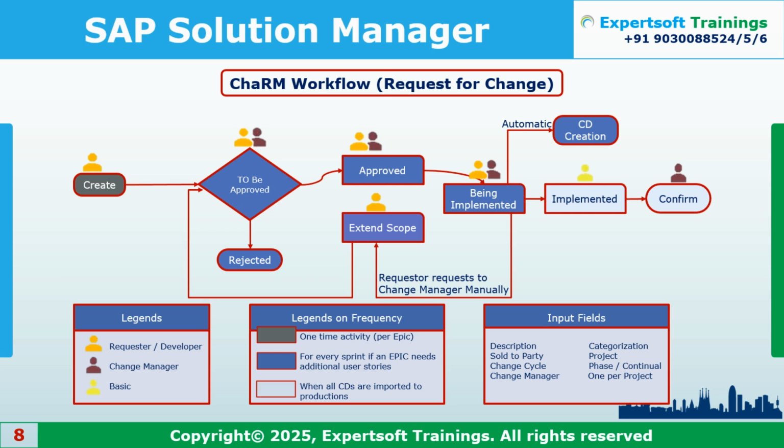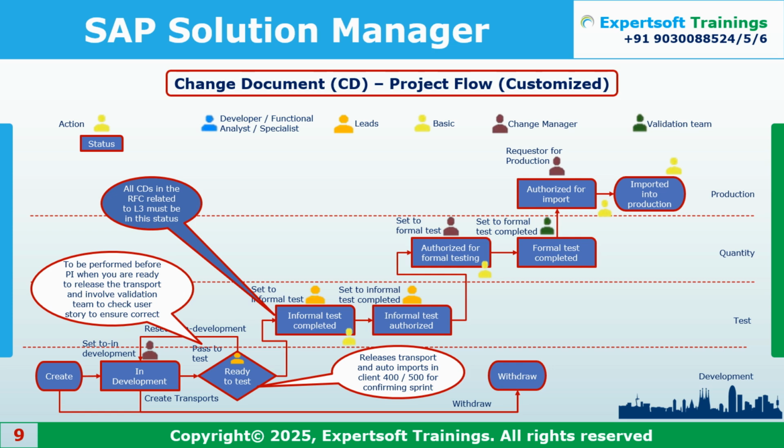He will send it to be approved again. Once it is approved by the change manager, it will go to being implemented, and again another change document will be created, just like this. So for one request for change, the requester or developer can create multiple change documents. In each change document, the developer can create multiple TRs. So this is the workflow of the change document.